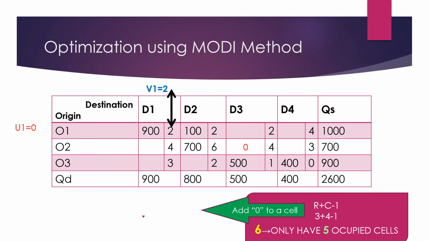In the next one, if U1 is 0, how are we going to arrive at the V2 value? It says the same. U1 plus V2 should be 2 to arrive at a value of 2 for the D2 O1 cell.